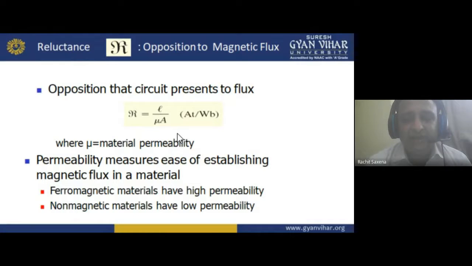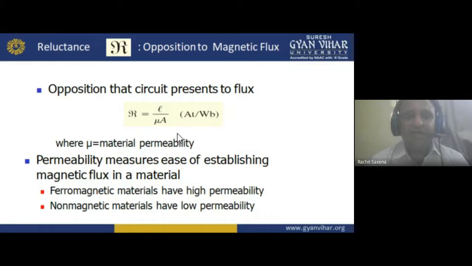Obviously, in the electrical field, resistance basically resists the flow of charges. But reluctance is a property of magnetic material. Resistance is a property of conducting material, or we can say electrical material. But what is reluctance? Reluctance is the property of magnetic material which opposes the creation of flux.